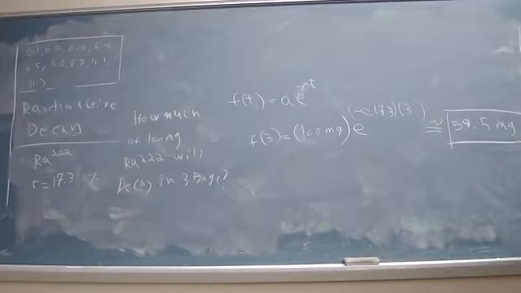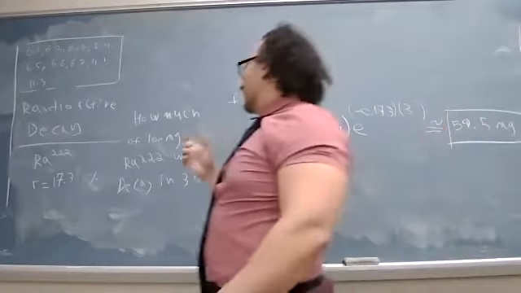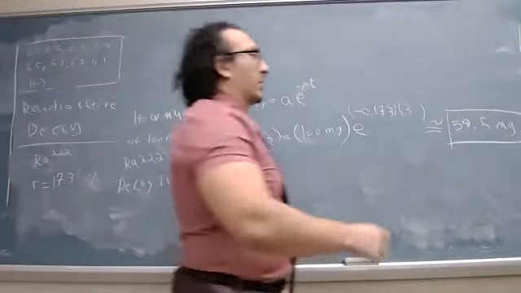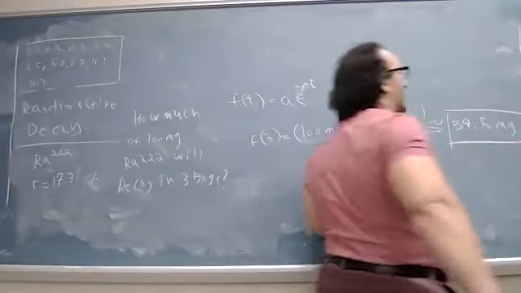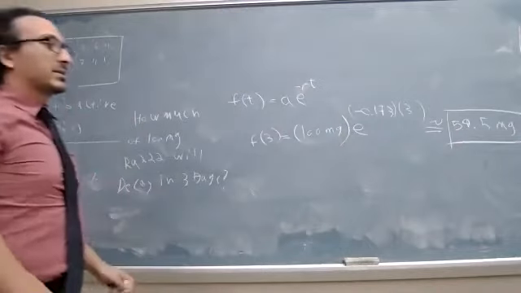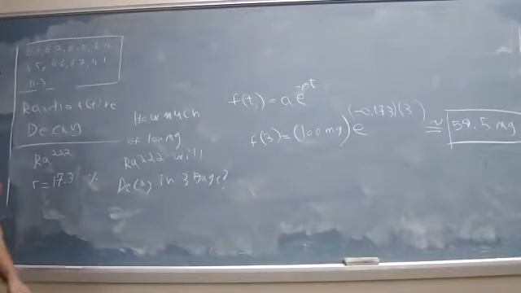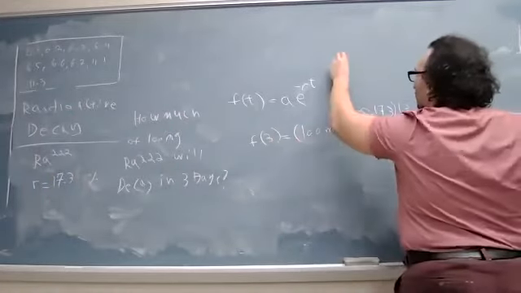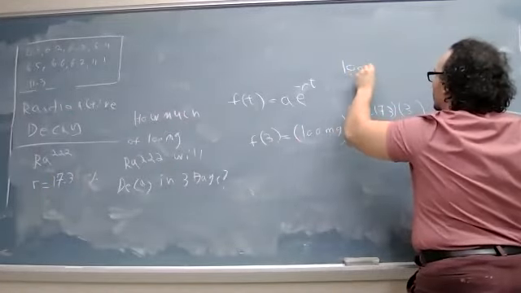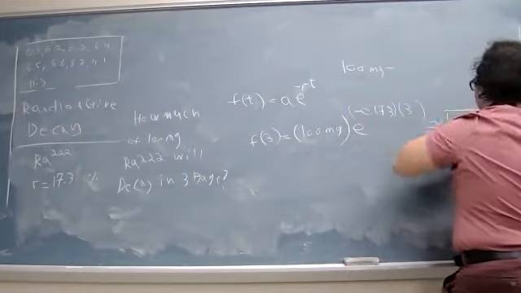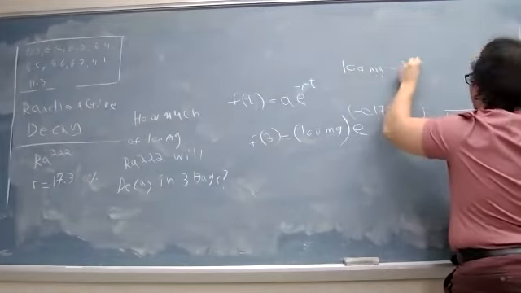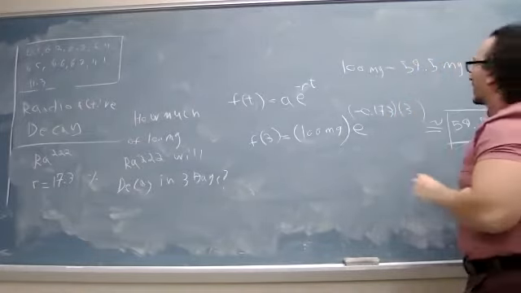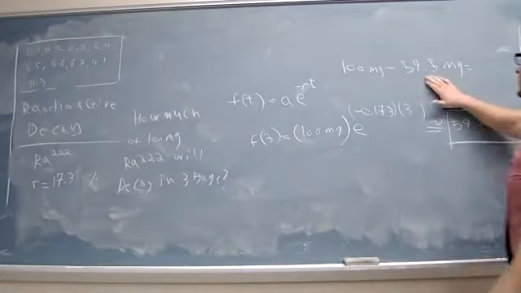So the question was, how much of it will decay in 3 days? This is telling you how much of it is left after 3 days. The amount that decayed is not 59.5 milligrams. That's the amount that's left. The amount that decayed after 3 days is 100 milligrams minus 59.5 milligrams.